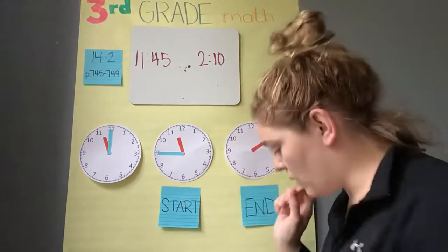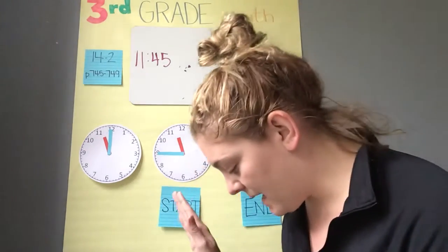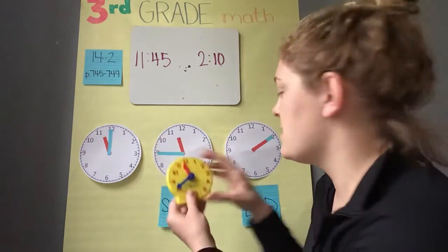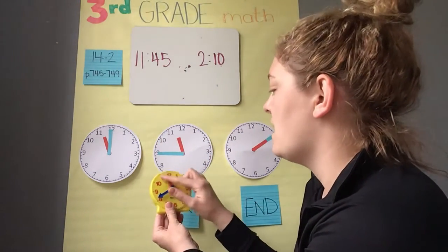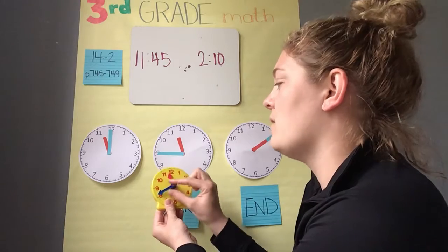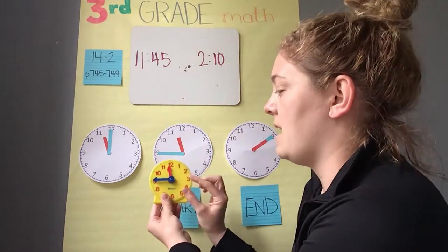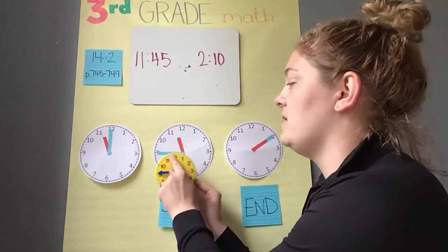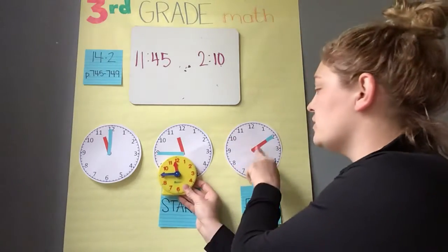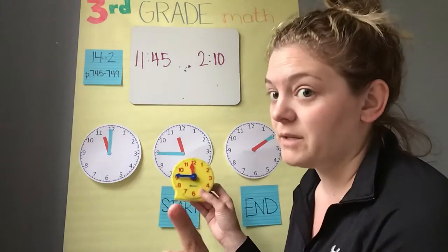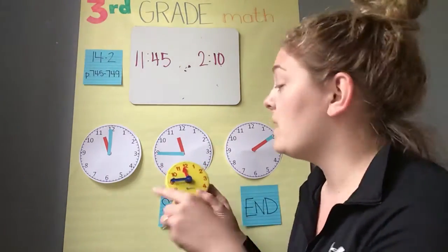2:10. Okay, so let's count, right? And you've got your clock right here. Let's make our clock look exactly like this. My hour is between 11 and 12, and I've got it pointing at the 9, right? Because that starts at 11:45 and it goes to 2:10. So first, we count our hours, then we count our minutes.